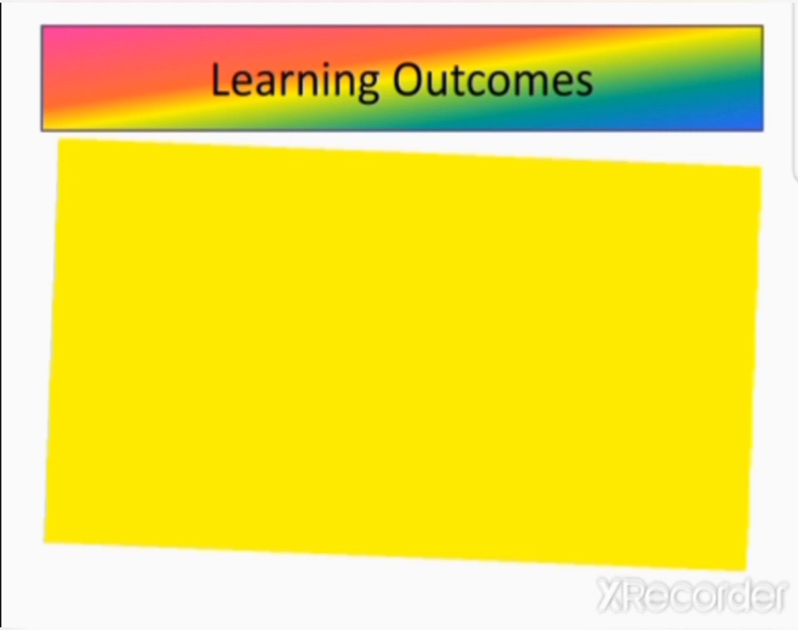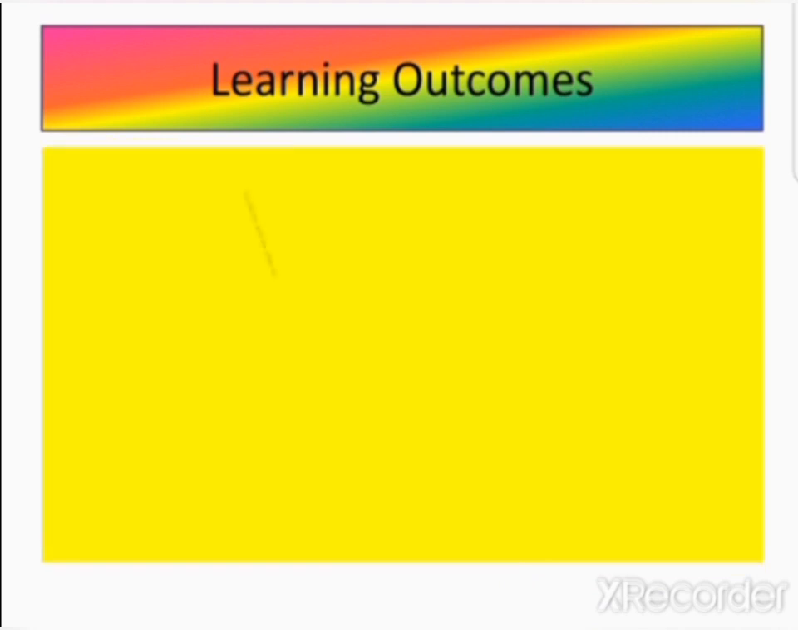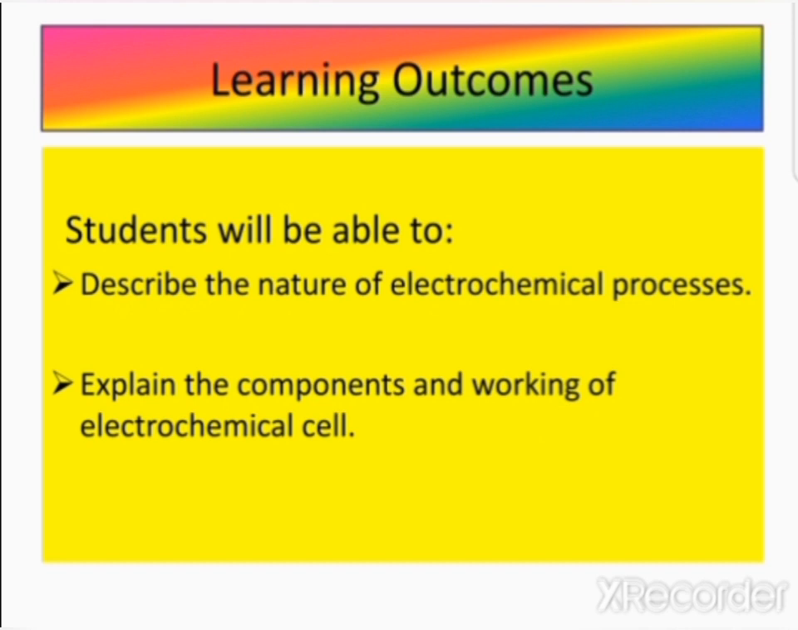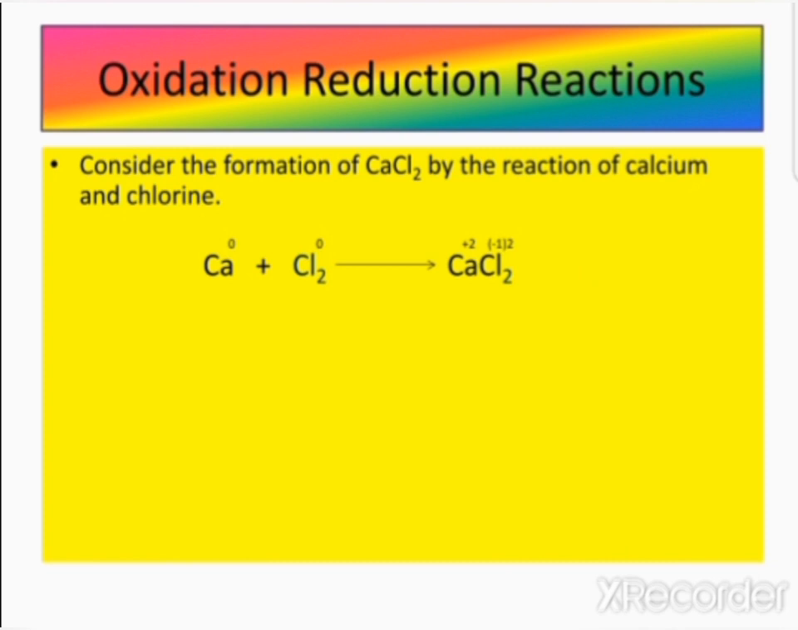After going through today's lesson, students will be able to describe the nature of electrochemical processes. They can easily explain the components and working of electrochemical cell. They can easily sketch a galvanic cell. Now let us start our today's lesson.